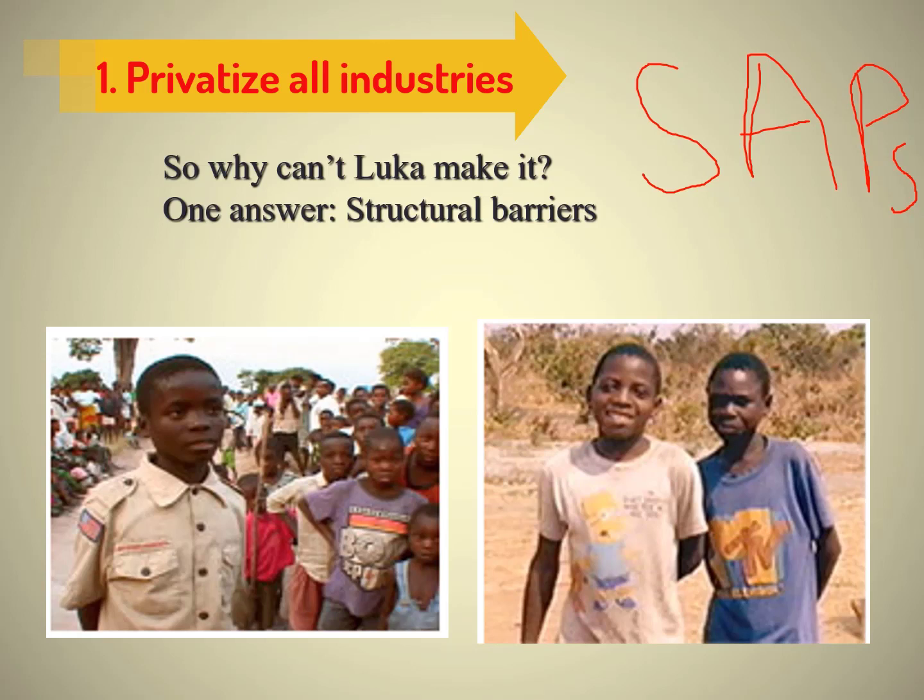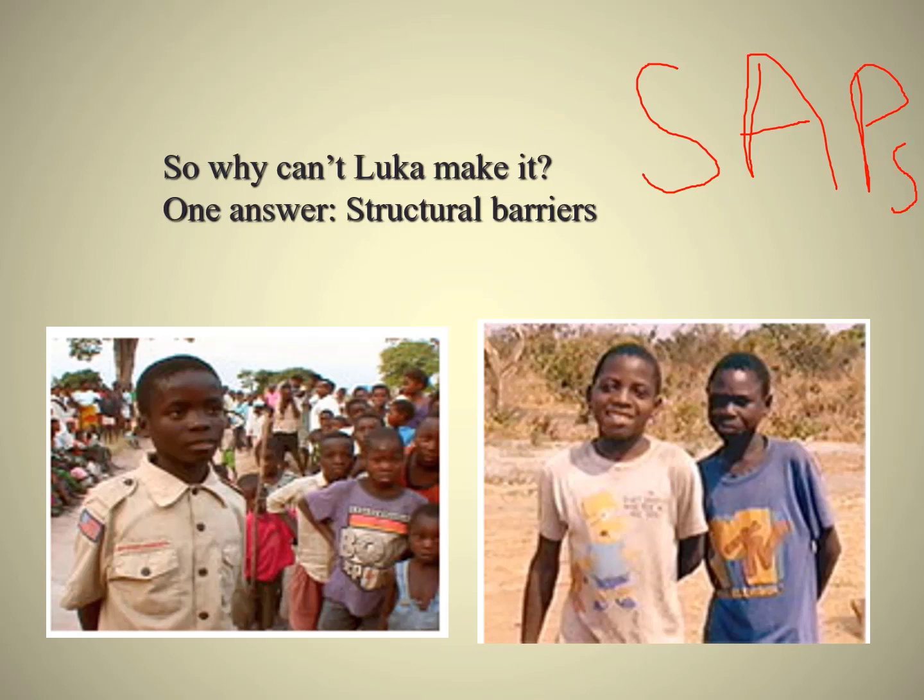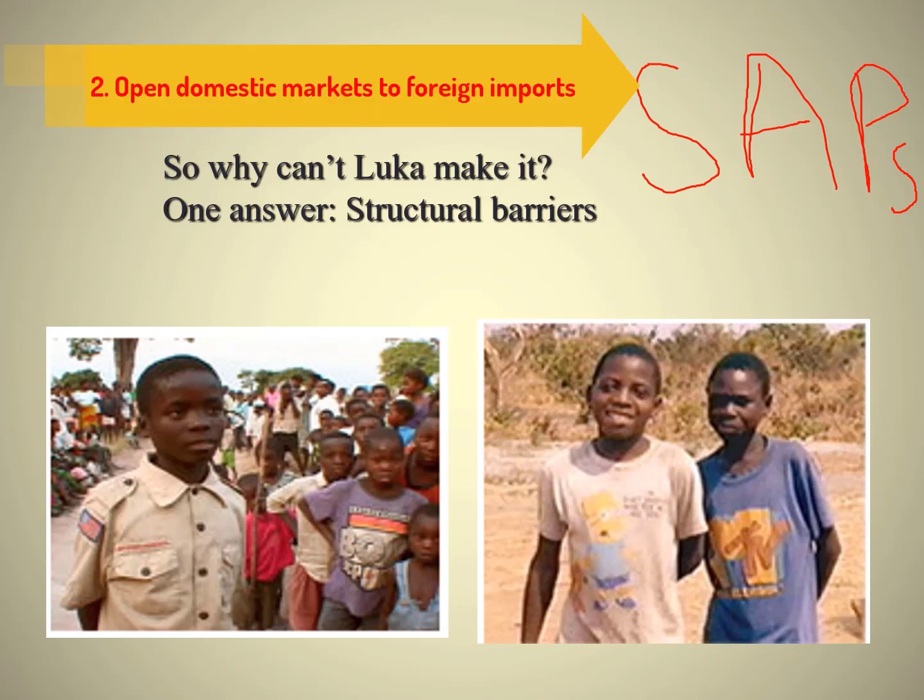They came in, privatized them, sold them off, and left. So that happened. Another condition of the structural adjustment programs was you also need to open up your local markets to foreign imports. You are not allowed to tax or put tariffs on foreign imports. The reason we put tariffs on foreign imports, let's just take the US for example.